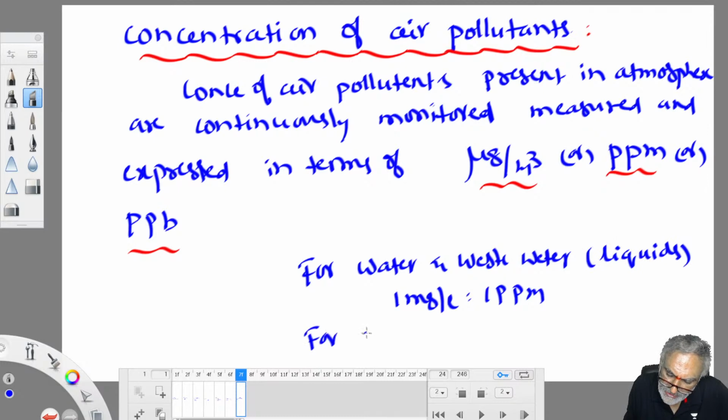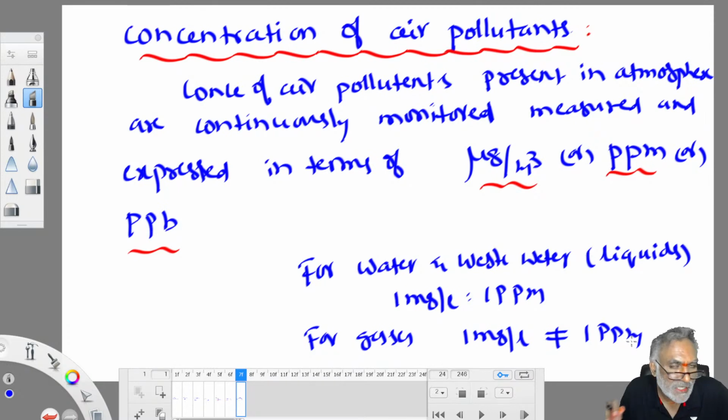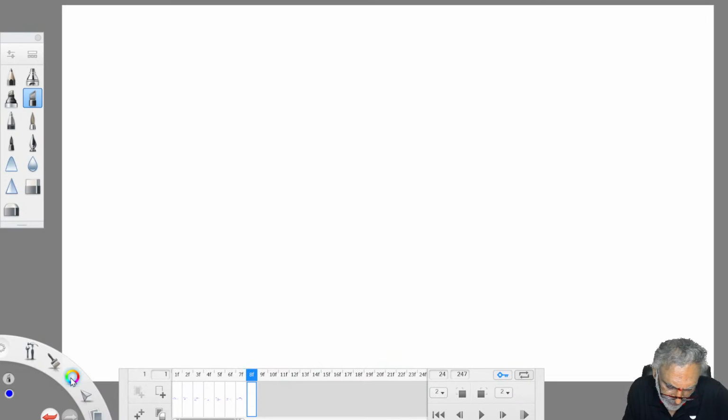For gases, 1 milligram per liter is not equal to 1 ppm. That is different. So they will give you microgram per meter cube and ask you to express in ppm, or they will give you ppm, and you are expected to work out microgram per meter cube. So you have to learn that technique, how to convert.